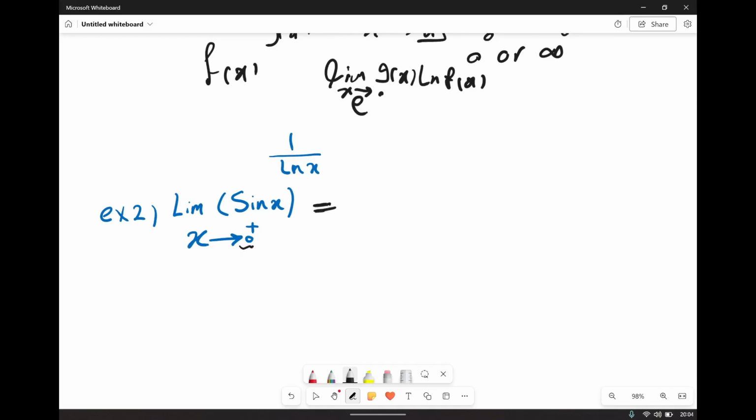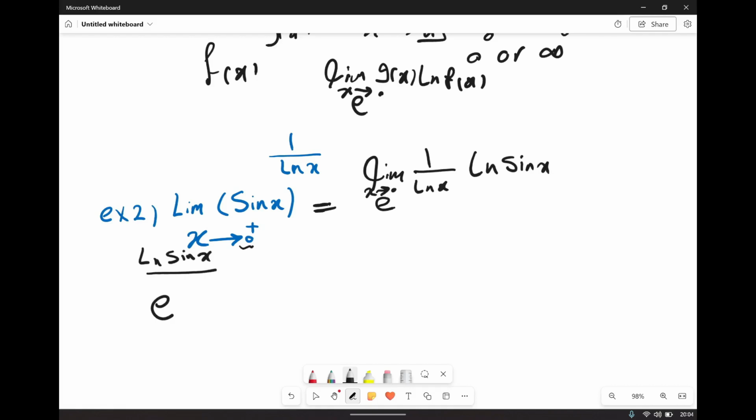Right now I can use this trick: e power limit of 1 divided by ln x times ln sin x, x goes to 0. Therefore right now I keep the ln sin x and flip the 1 divided by ln x, and the answer is ln sin x divided by ln x in the denominator, and limit goes to 0. If you calculate, it is infinity divided by infinity. Right now we can use L'Hopital's law.